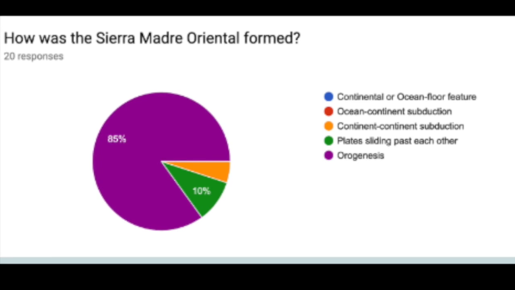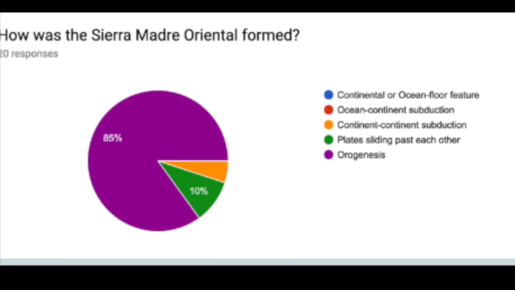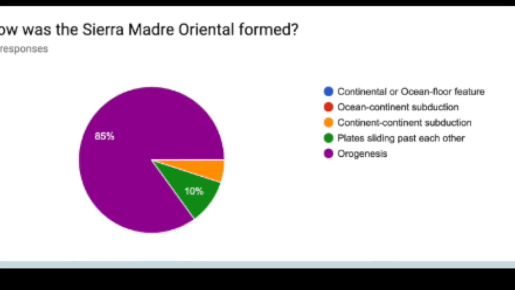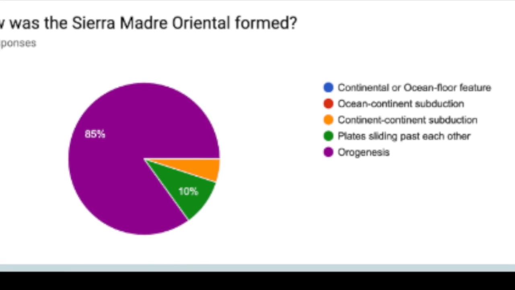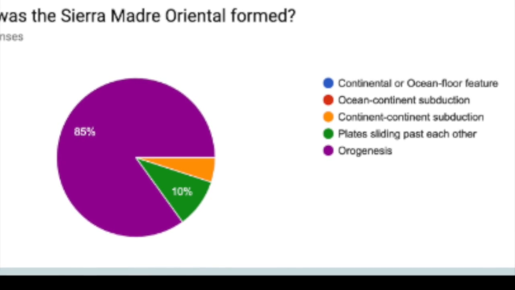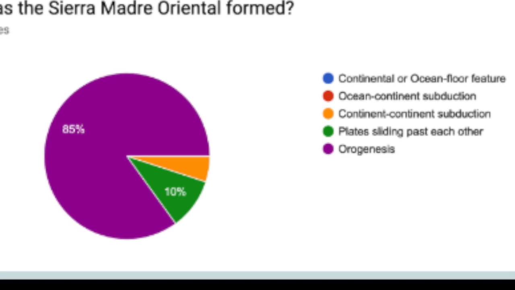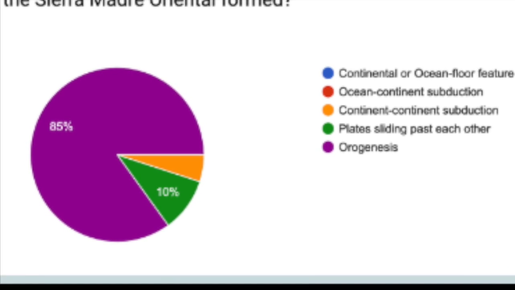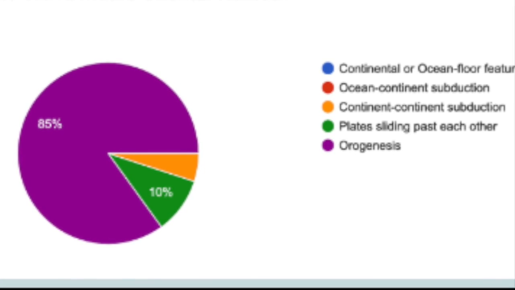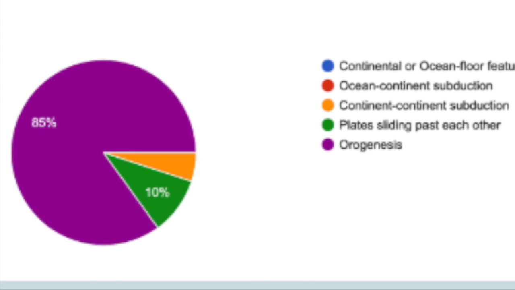Once we included the poster into the survey, now the majority of the respondents answered the correct information, with between 1 to 5 people answering something different. Out of the 20 respondents, 17 answered the correct answer of orogenesis. 2 other people chose plates sliding past each other, and 1 respondent chose continental subduction.